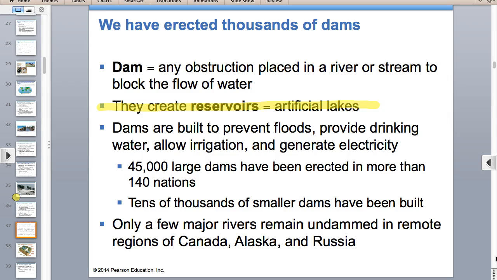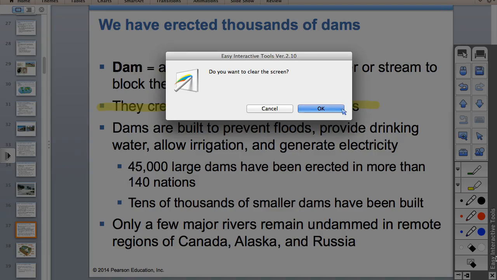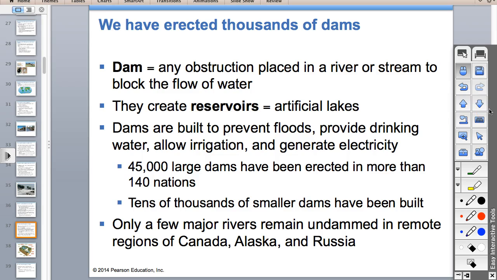Okay? Make a list. A few major rivers remain undammed in remote parts of Canada, Alaska, and Russia. They don't give a damn. So they don't need any dams because they have plenty of drinking water.